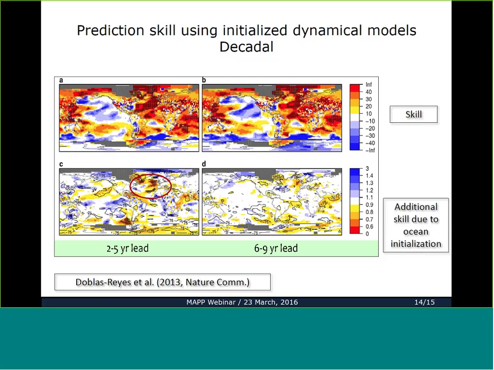Okay, so to obtain the bottom row, you also did runs that you did not initialize, and then you subtracted the two skills? Right, so the bottom runs would start a very long time ago. So you lose all the memory of the ocean. Whatever is left is just the influence of CO2. Thank you, I understand now. Thank you. Okay.